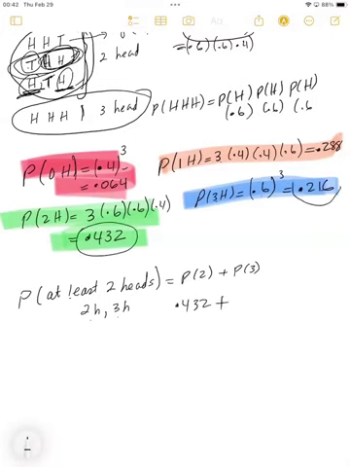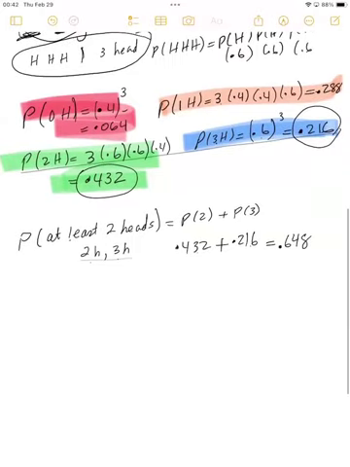And for P of 3, we have 0.216. And we find the answer, which is going to be 6 and 2 is 8, 1 and 3 is 4, 2 and 4 is 6, so we get 0.648.